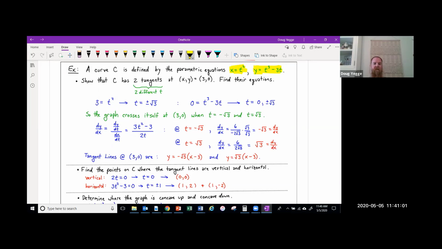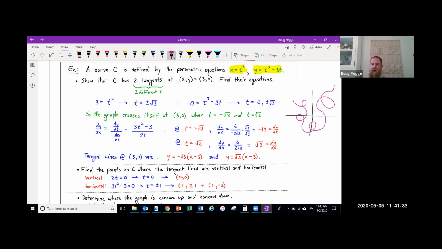It says, show that C has two tangents at (x, y) equals (3, 0). Okay, well, that's kind of an interesting question. So basically, we're saying that if we have some curve, and I don't know what this curve looks like, but the beauty of parametric curves is that they don't have to be functions, I could just have any random curve like this one right here, and that's a curve defined parametrically.